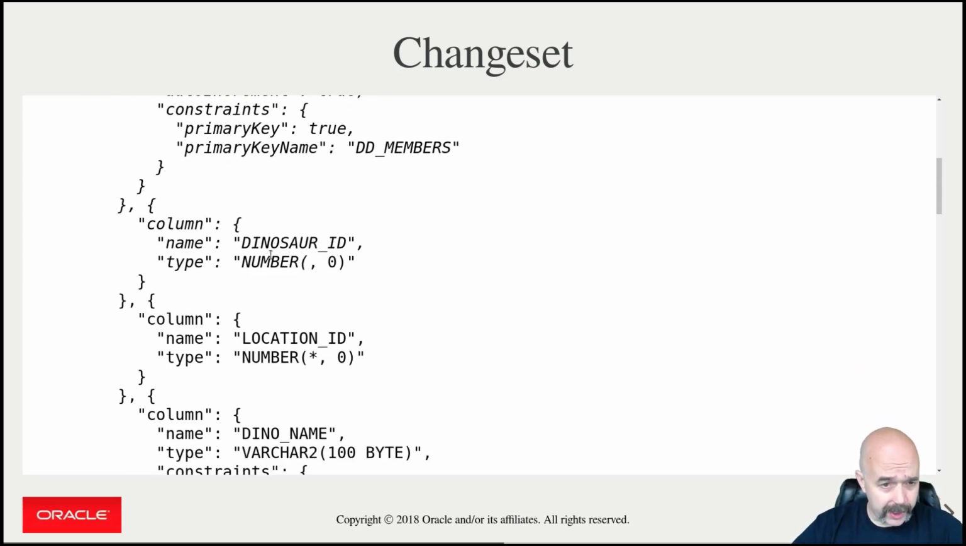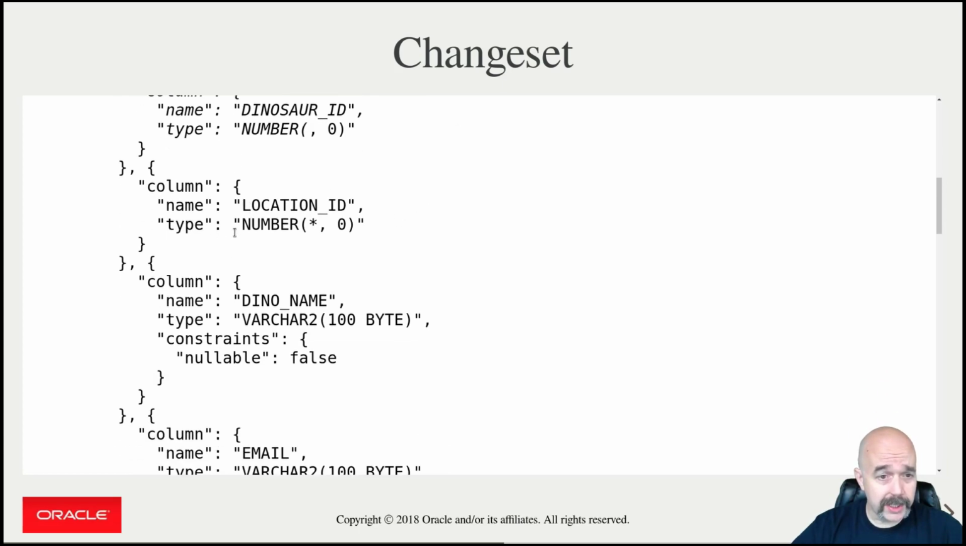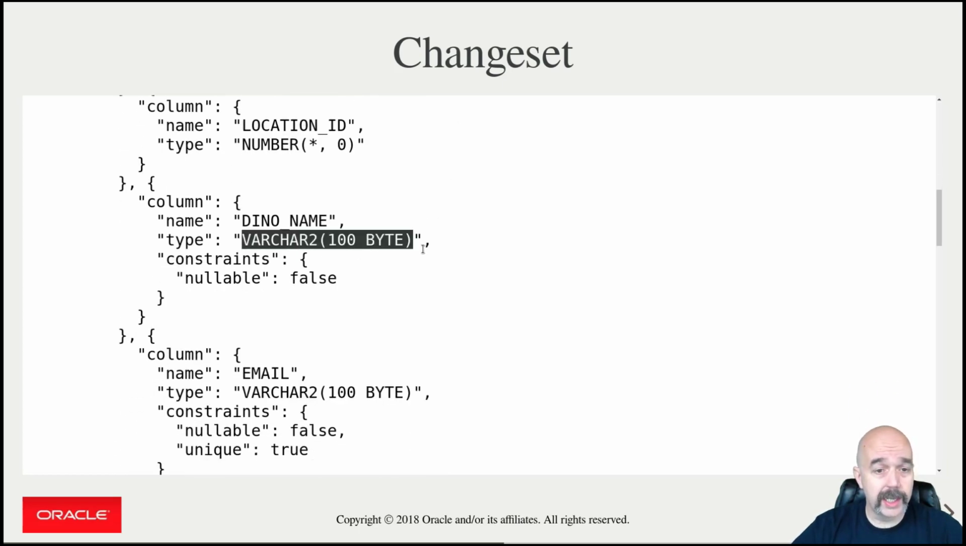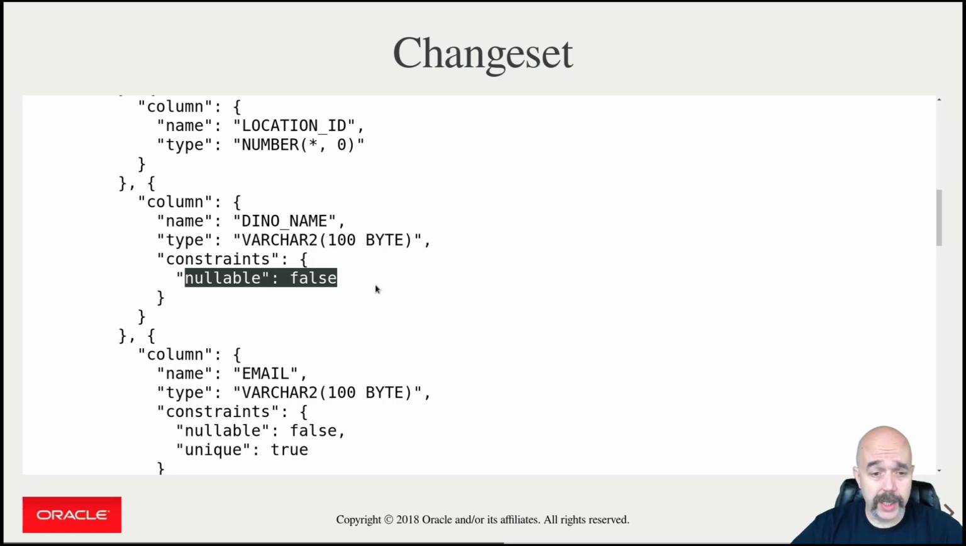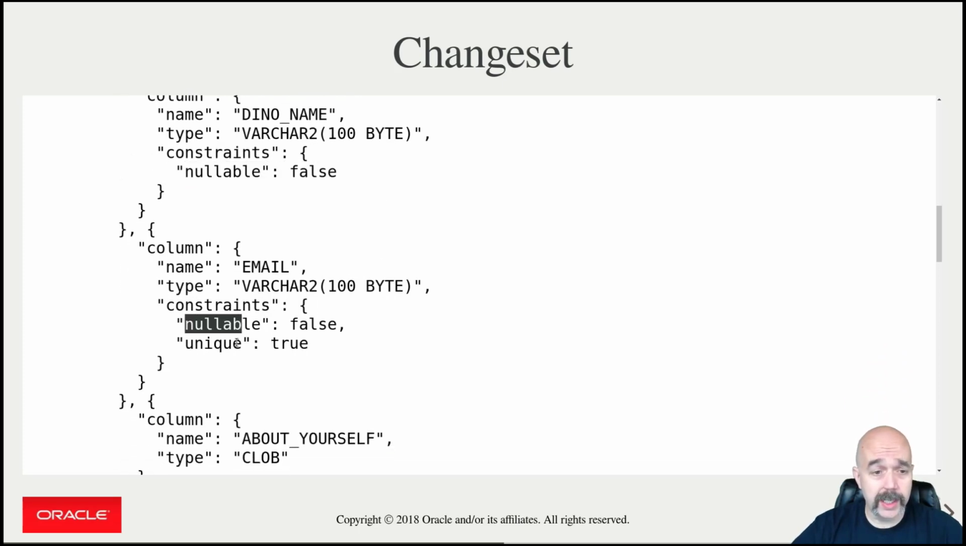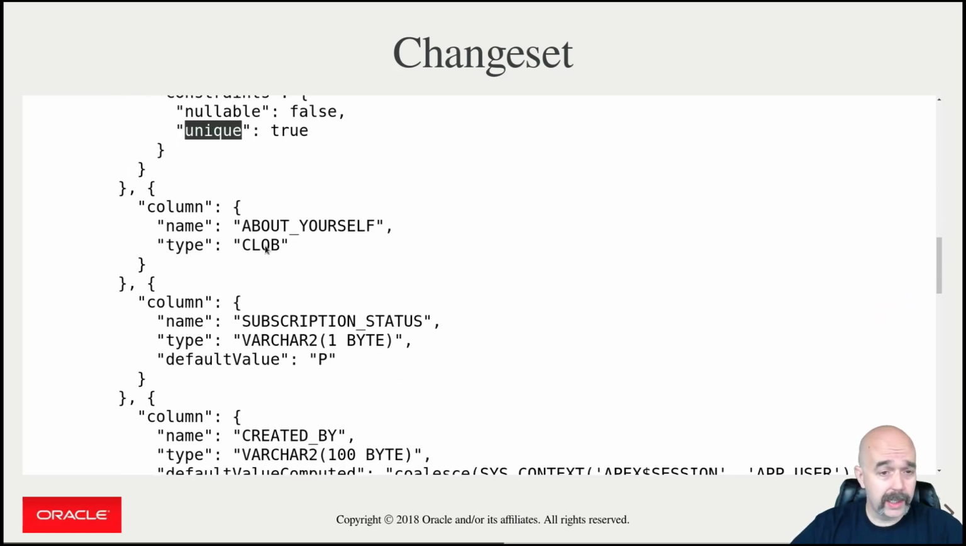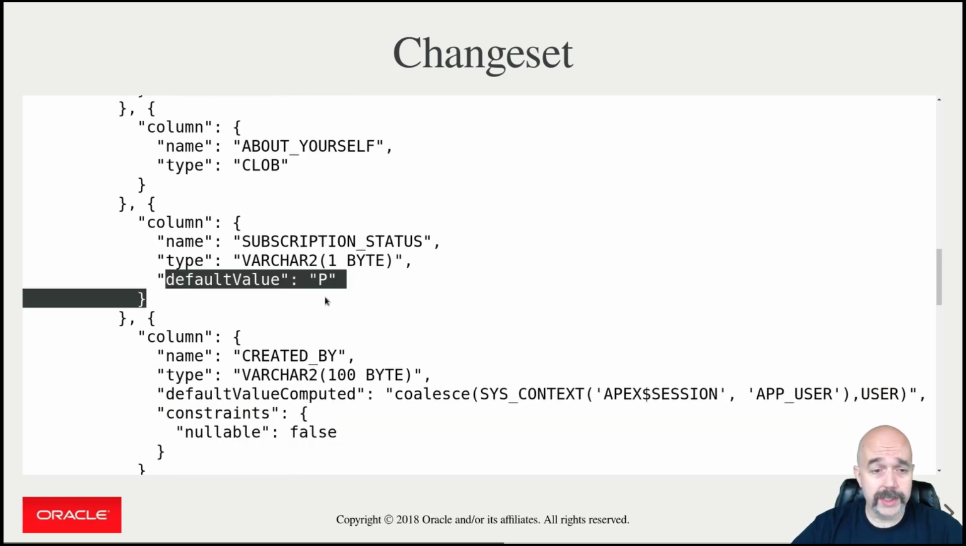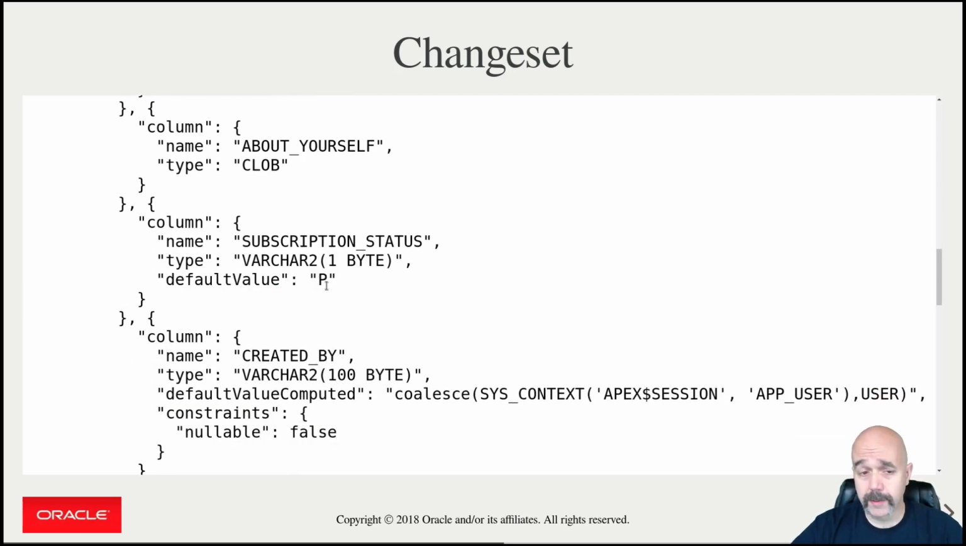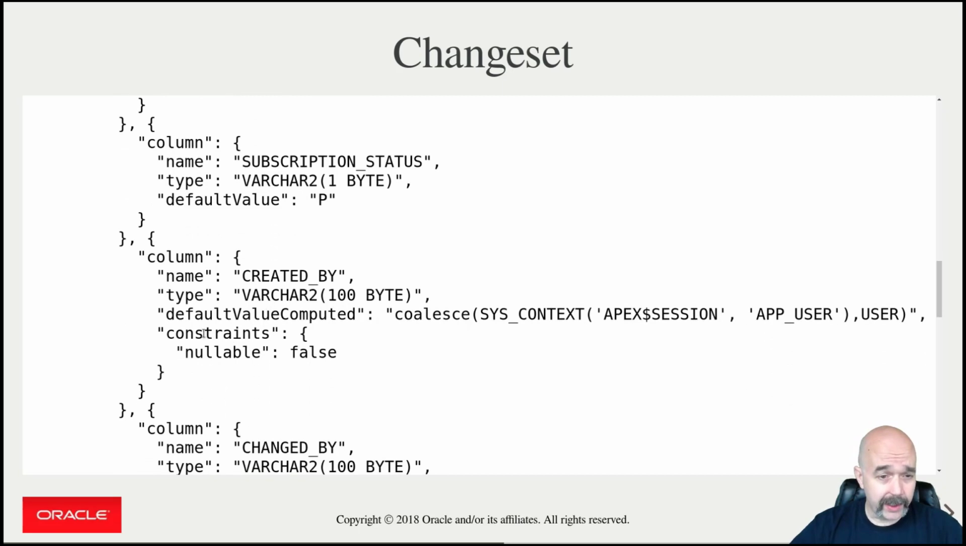Down here we have our dinosaur ID, that's a number. Location ID, that's a number. Here's the name, it's a string. This one's not null. The email is not null and it's unique. Here we have a CLOB. This one we're setting the default value to P, subscription status pending. Down here we're using the default value computed.